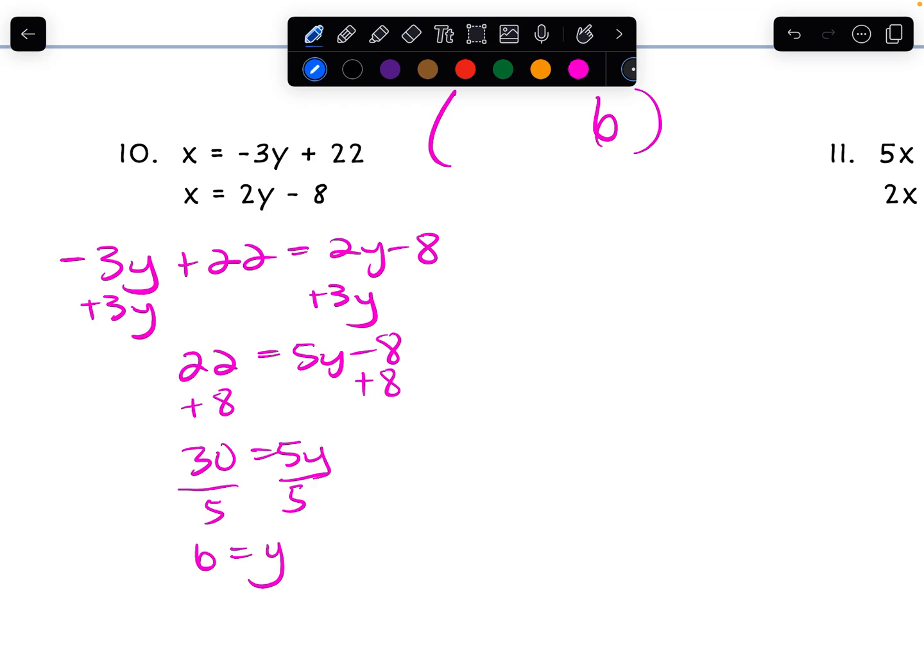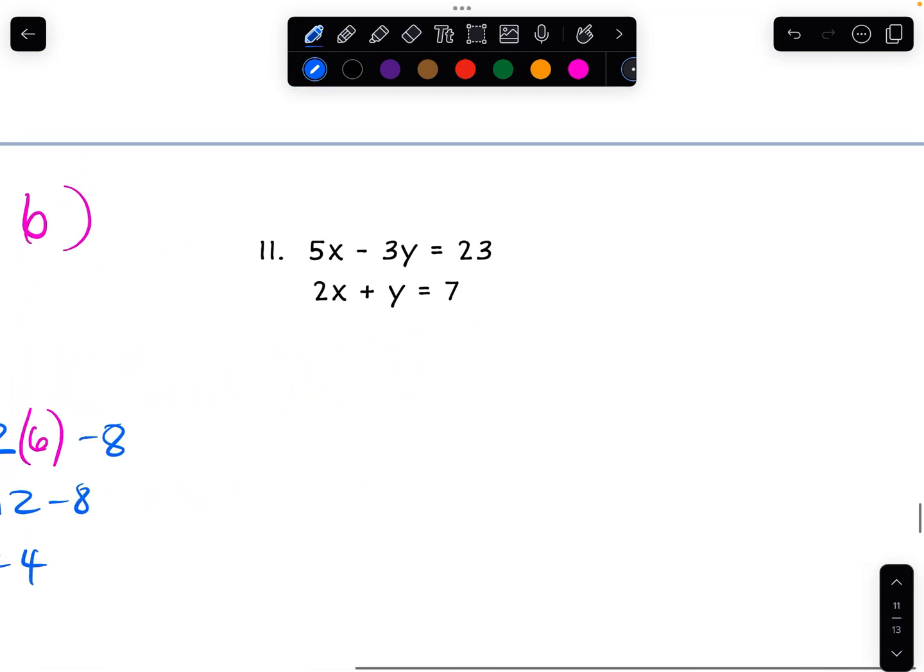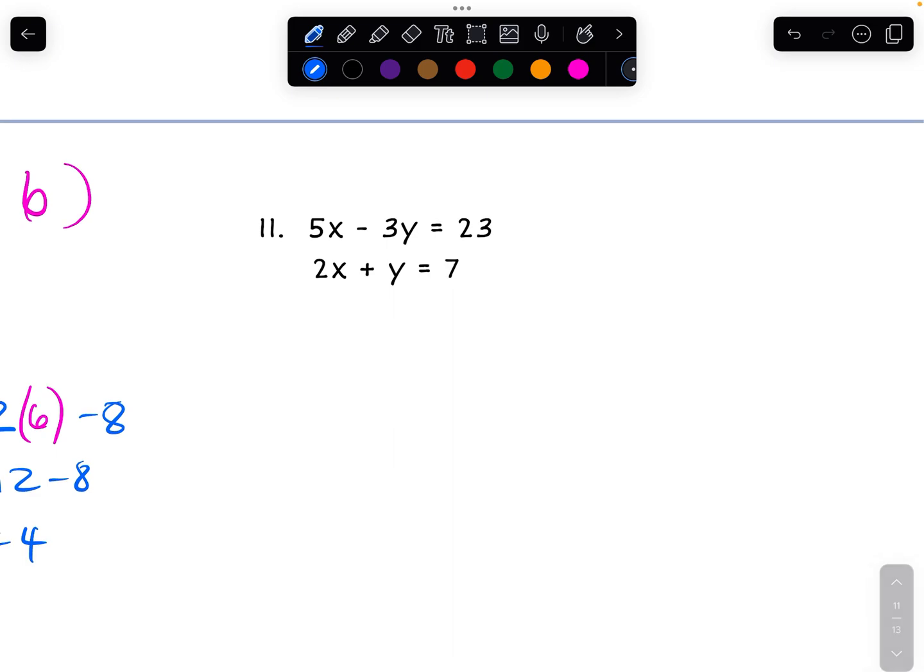So I'm going to plug it into the second equation. I think it just looks like it would be easier to plug it in there. You can plug it into either one. 12 minus 8, so x equals 4. Okay, my next one. I'm going to solve for this y right here, so I'm going to subtract 2x from both sides. I'm going to get y equals negative 2x plus 7.